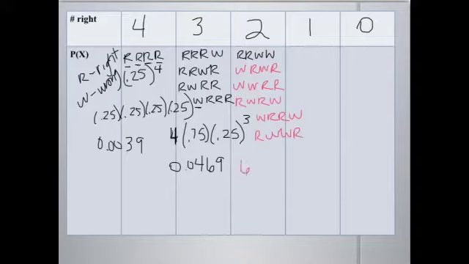Now, if the question were 10 questions, and what are all the possible answers I could get for 10 questions, this is too long of a process. So I'm going to start talking about the binomial distribution and how we can find a shorter way to do this instead of doing this whole long process of finding all these probabilities.